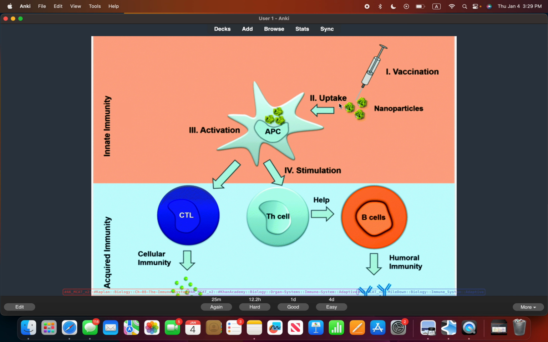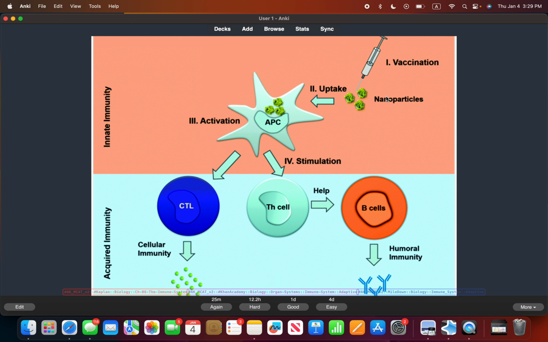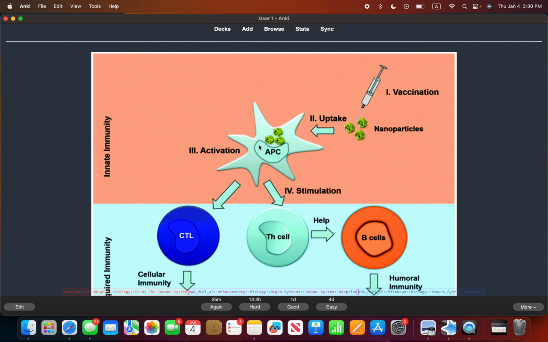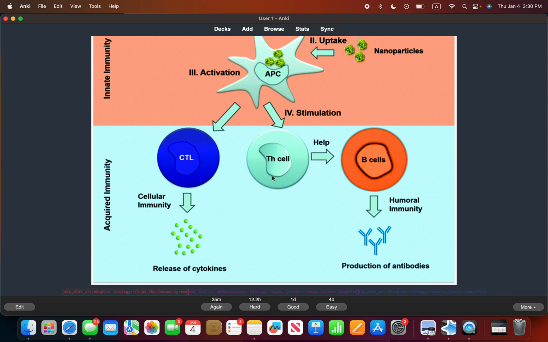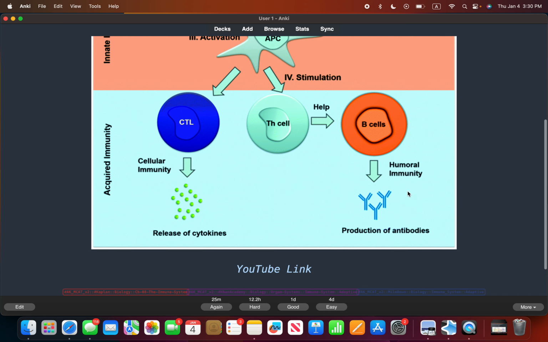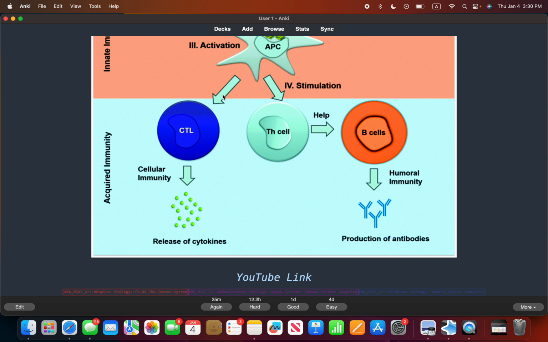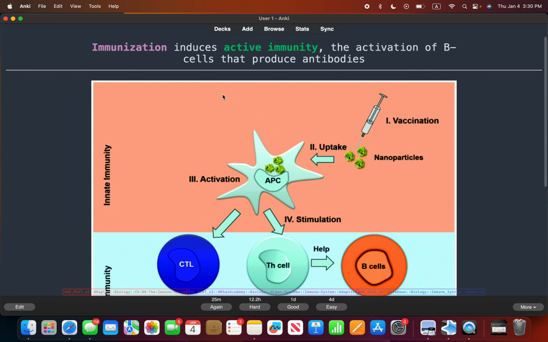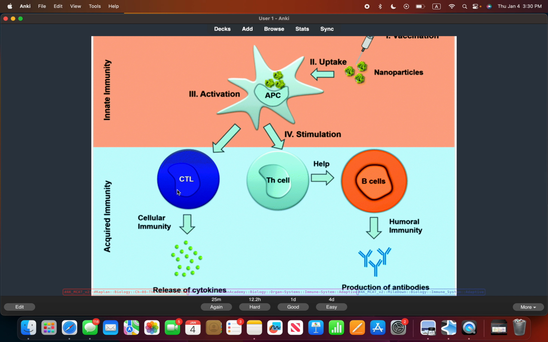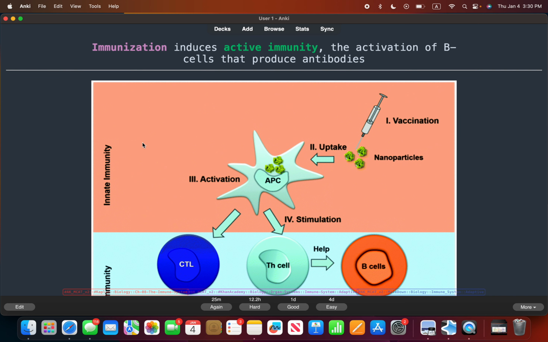So the first step is vaccination, basically immunization, right? And then we have the nanoparticles of the vaccine that are taken up by the APC, which is the activation, and then the stimulation gives rise to cytotoxic T cells and helper T cells, which help the B cells for humoral immunity and production of antibodies. But cytotoxic T cells also give rise to cellular immunity and release of cytokines. So we now know that cytokines are also released by cytotoxic T cells. That's something to keep in mind as well. But immunization induces active immunity.